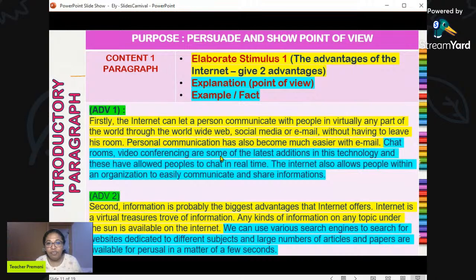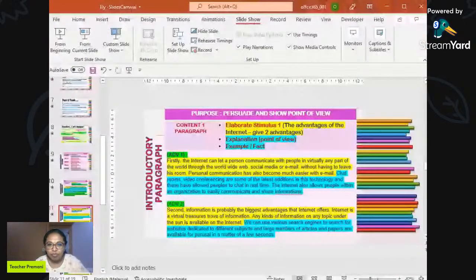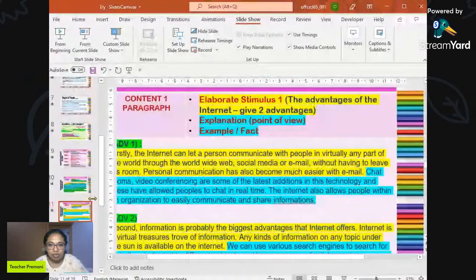And these have allowed people, again, I don't know why I did this. Okay, sorry about that. I better put it this way so that I can edit for you instantly.